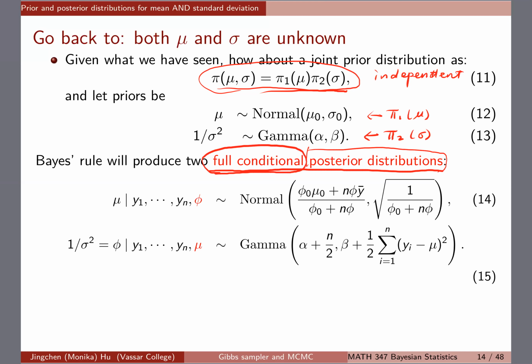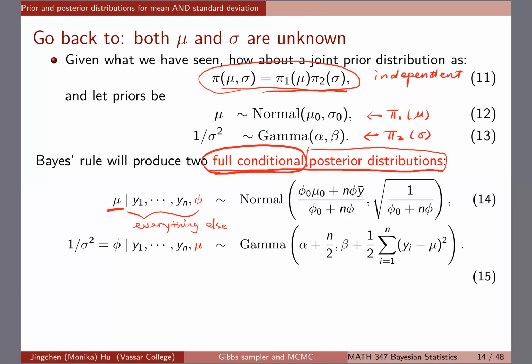That is when you have more than one parameter, in this case mu and sigma. We define the full conditional posterior distribution as, for each parameter, looking at it given everything else. Everything else in this case not only includes the data, but also all of the other unknown parameters. So that's why we call it a full conditional posterior distribution.